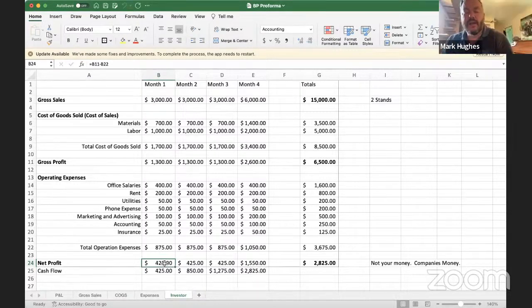That is why you have to separate your personal money from your business money.